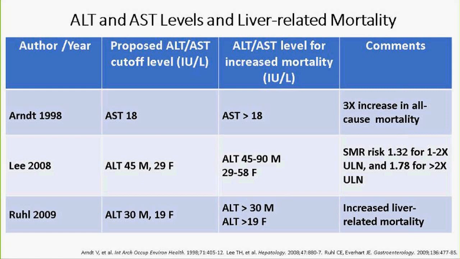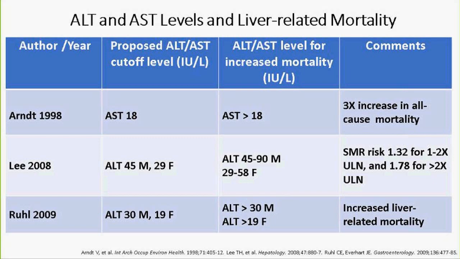In this particular group, they used AST of 18 as their cutoff. If you were above 18, three-time increased risk of all-cause mortality, implying 19, 21, 22 for AST. Again, maybe that's a bit of an exaggeration, but that's what their study showed. Here, you see that if you got above the 45 and 29 range, depending on where you were, 32% mortality rate increase, 78%. Here, if you were above their 30 and 19 for men and women, you had increased liver-related mortality. So the point is that when the lab tells you that 64 is the upper limit of normal and 63 is fine, it isn't really fine. People should really be more down in the 20s.